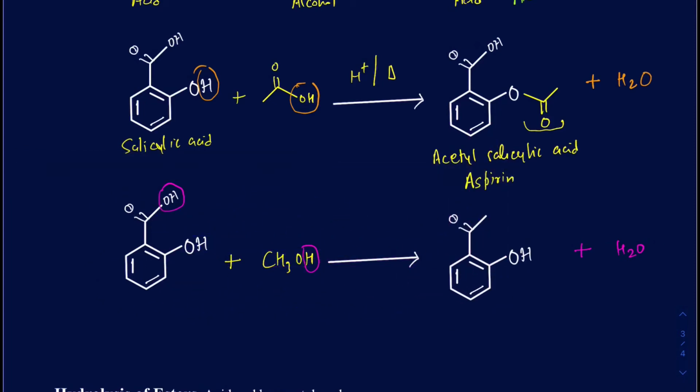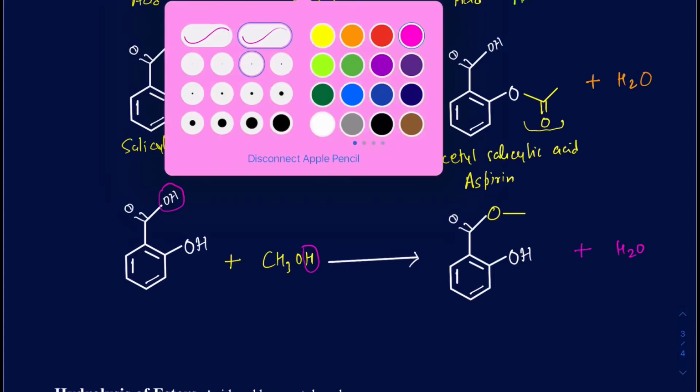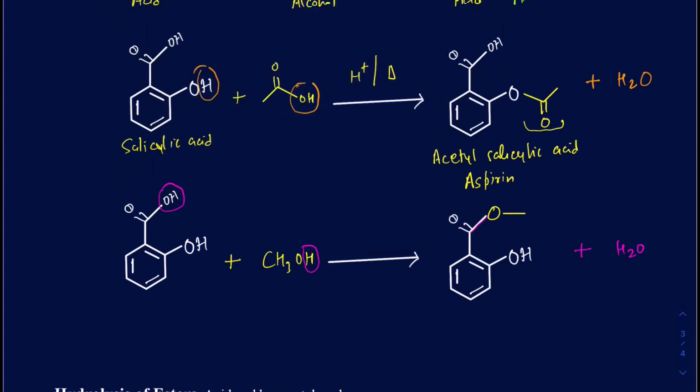So then I have an OCH3 there. And this is going to be making a new bond. So this particular bond right there is going to be a new bond here. The name of this compound would be methyl salicylate, and the common name for this is wintergreen oil.